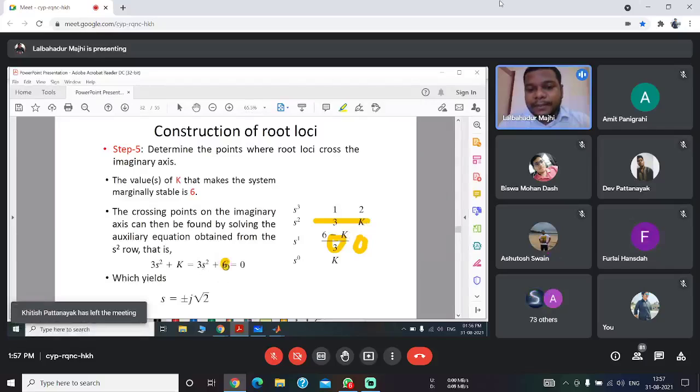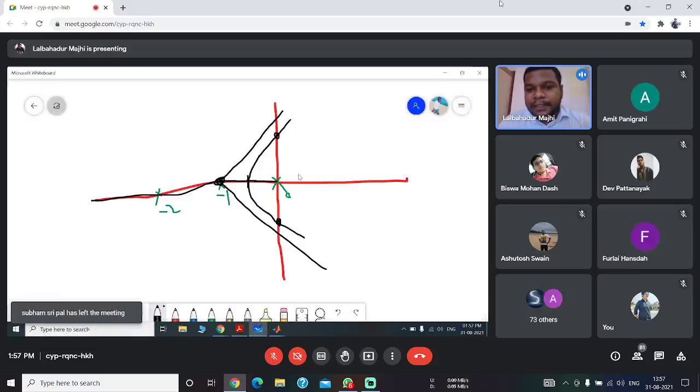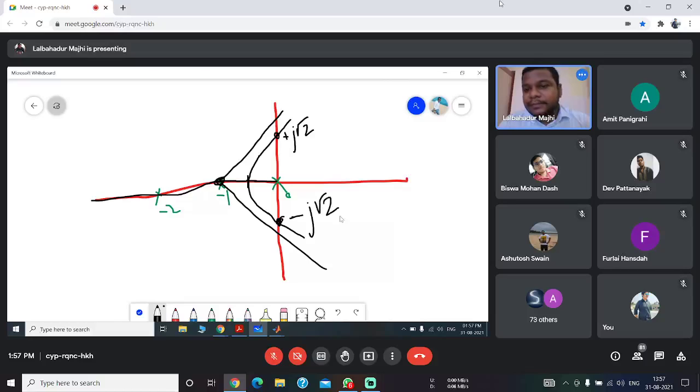So we put the value of gain k to be 6, and then by solving we get the value of s to be plus minus j root 2. This point is plus j root 2, and the other intersection point is minus j root 2. Clear? So we have only these two branches, but there is another branch.